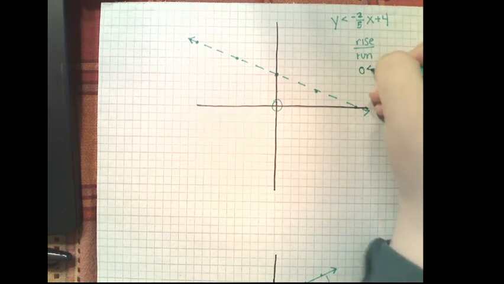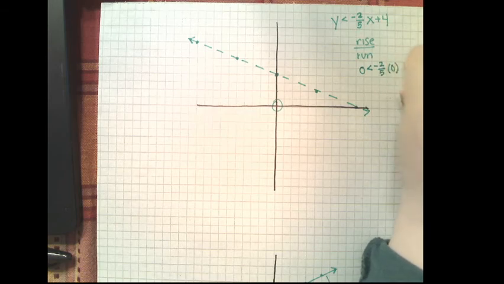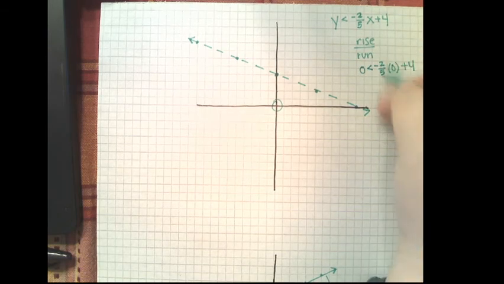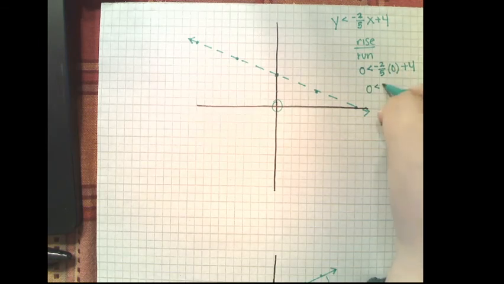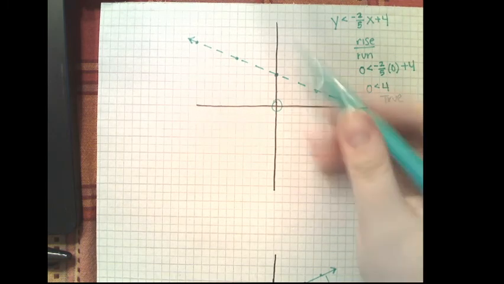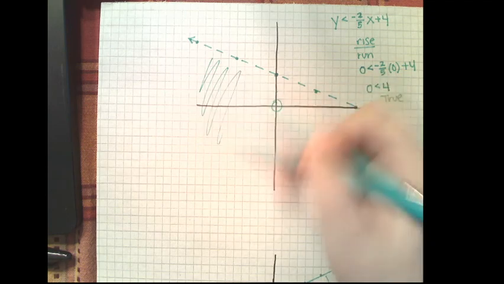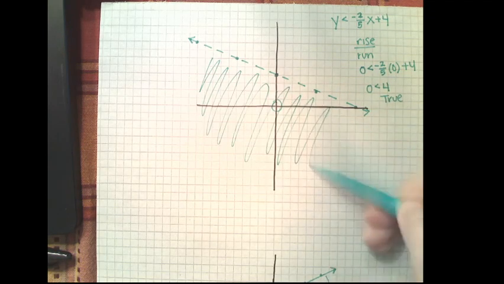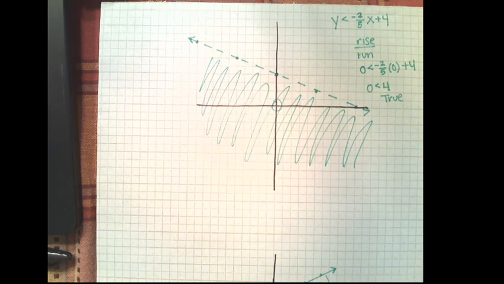0 is less than -2 over 5 times 0 plus 4. -2 over 5 times 0 is 0. 0 plus 4 is 4. 0 is less than 4. That is a true statement. That means 0, 0 is a point, so now we're going to shade the side with 0, 0.